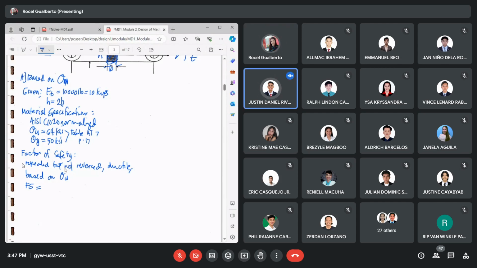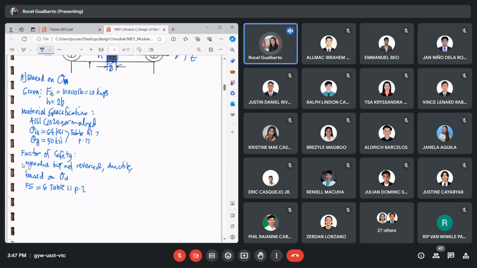Repeated one direction po. Okay, tama. Repeated one direction. So, doon po tayo ngayon titingin. Repeated one direction, ductile, and then based on ultimate. So what is the value of the factor of safety? Tingnan nga po, ano po ang value? 6 po. Okay, tama. It is equal to 6. Okay, factor of safety is equal to 6 taken from table 1.1 page 2. So, yan po yung factor of safety.